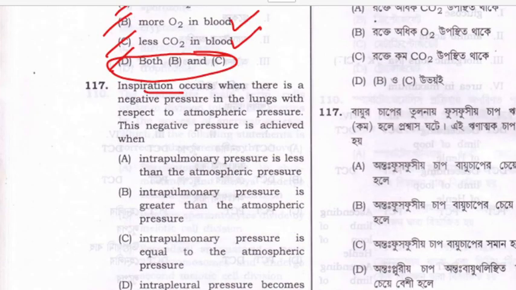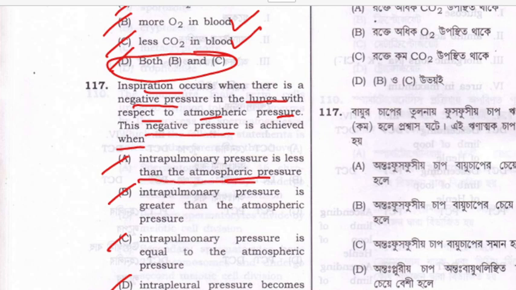Next, inspiration occurs when there is a negative pressure in the lungs with respect to atmospheric pressure. This negative pressure is achieved when: intrapulmonary pressure is less than the atmospheric pressure, intrapulmonary pressure is greater than the atmospheric pressure, intrapulmonary pressure is equal to the atmospheric pressure, or interpleural pressure becomes more than the interalveolar pressure. So the correct option will be intrapulmonary pressure is less than the atmospheric pressure.